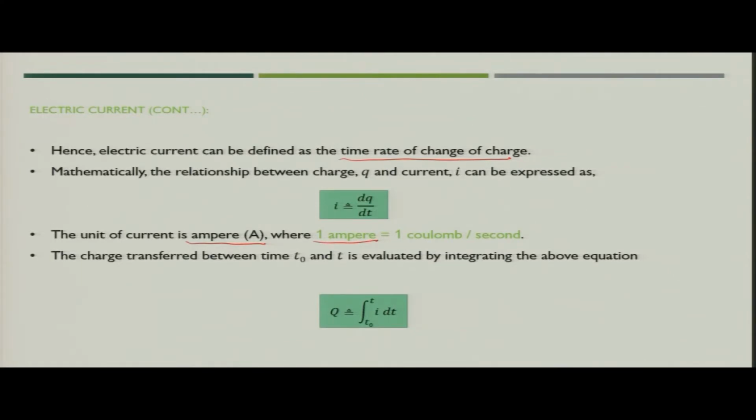Now, if you are asked to find how much charge is transferred between time t naught and t across a particular surface, you can simply evaluate it by integrating the above equation. So, you will get q equals the integral from t naught to t of i dt.